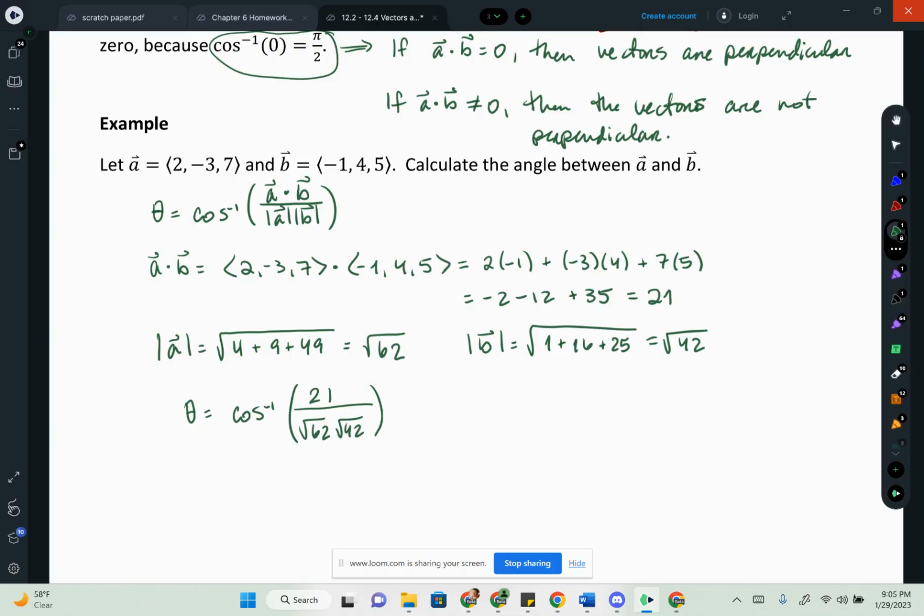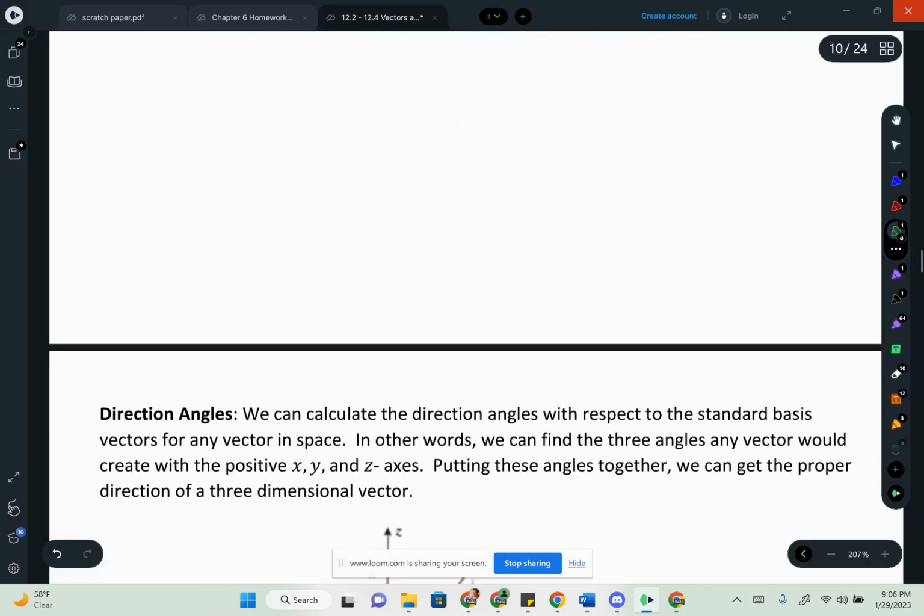And that gives me approximately 65.699, or, well, we'll go to 3 decimal places, so 699 degrees. Depends on what WebAssign's asking you for. If they're asking you to round to the 10th place, then this would be 65.7. The 100th place, it would be 65.70, and so on and so forth. Okay, next, let's see what we've got.